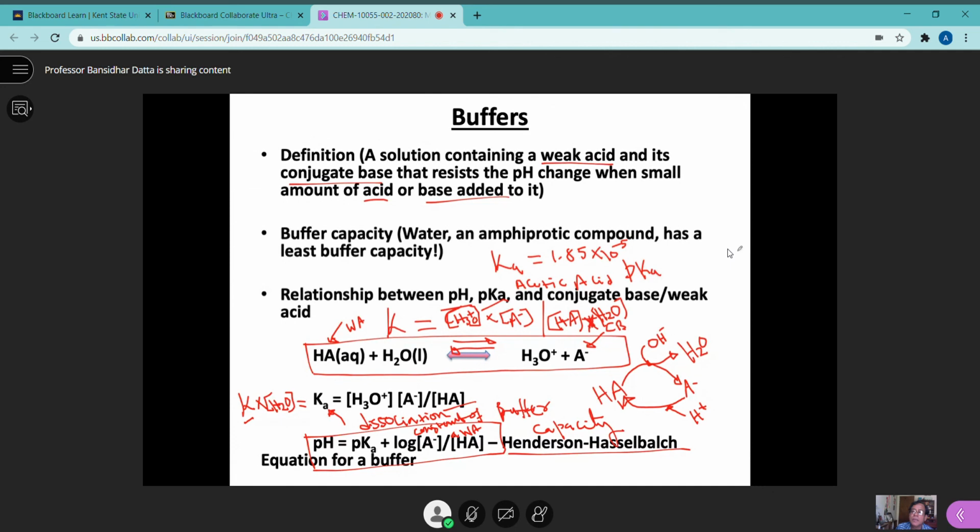So pKa equals negative log of Ka, and that equals negative log of the whole thing, 1.85 times 10 to the power minus 5. Can you calculate for me? So pKa is a negative log of Ka, just like pH. pH is negative log of concentration of hydronium ion. What's the pKa? Is it like 4.73 ish?